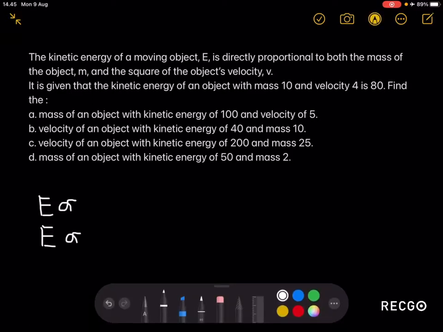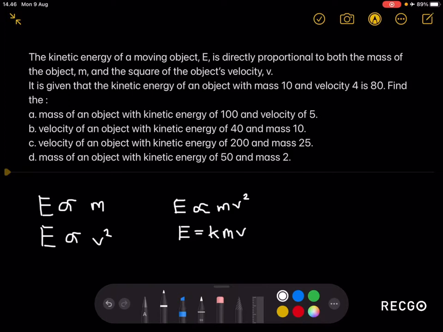Now from the first sentence of the question, we can already see that E must be directly proportional to m, as well as it must be also directly proportional to v squared. Combining these two together, we get that E must be directly proportional to m times v squared, or E can be expressed as a constant k times m times v squared.